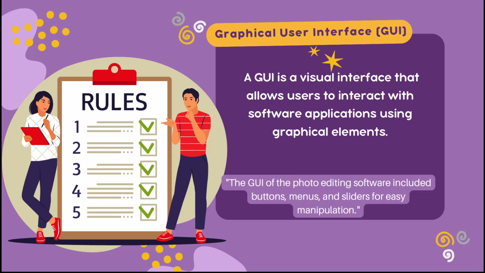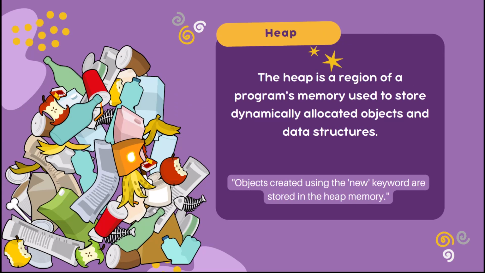Graphical user interface, GUI. A GUI is a visual interface that allows users to interact with software applications using graphical elements. Example: the GUI of the photo editing software included buttons, menus, and sliders for easy manipulation. Heap. The heap is a region of a program's memory used to store dynamically allocated objects and data structures. Example: objects created using the new keyword are stored in the heap memory.